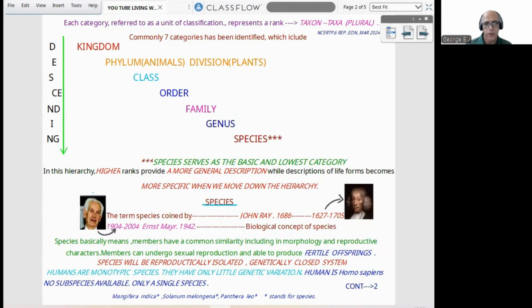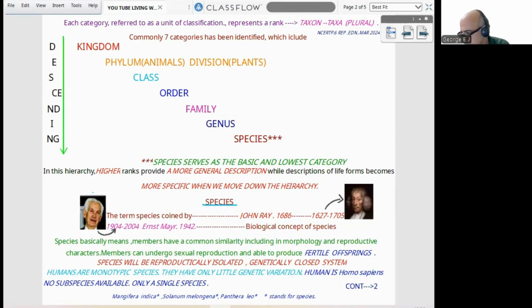In this hierarchy of seven groups, higher ranks provide a more general description, while the description of life forms becomes more specific when we move down the hierarchy. So the upper part of the hierarchy is more general, and when we come down, in descending order, it becomes more and more specific. A famous statement type question. I think you got the idea. Kingdom has general characters; when we come down, it becomes more and more specific.